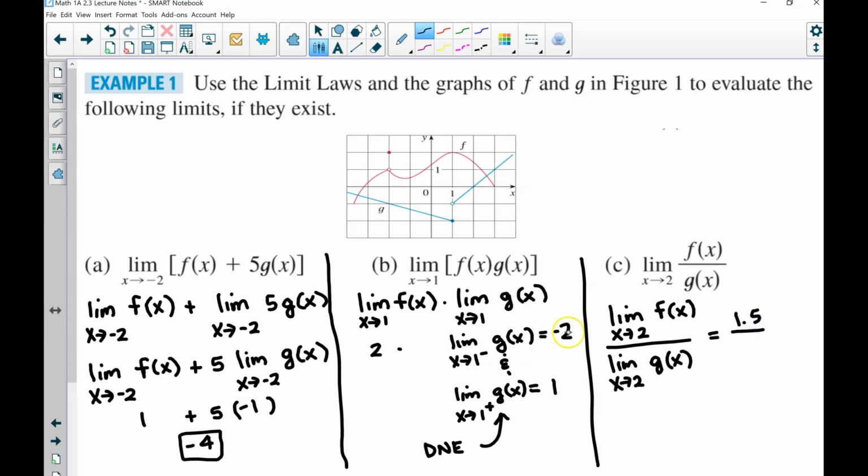Okay, now let's take a look at when it approaches 2 on the function of g of x, which is the blue. So as it's approaching 2 from the left and from the right, well, it's going to be 0. Well, what do we know about anything being divided by 0? We would say that this is undefined.